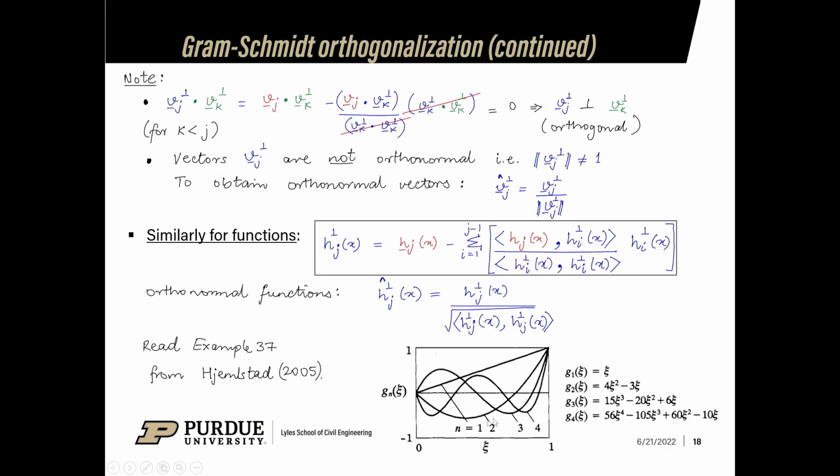And if we use these functions as our basis or shape functions, our h_i functions, then the stiffness matrix K that we get is very well conditioned. Even though the solution that we get does not change, the condition number of the matrix is very good.